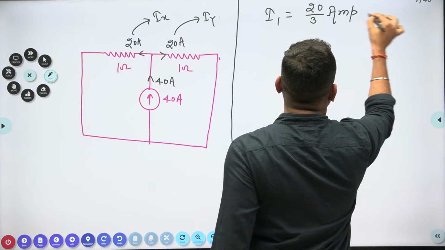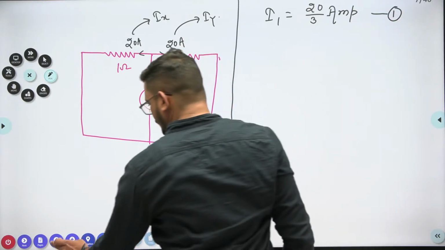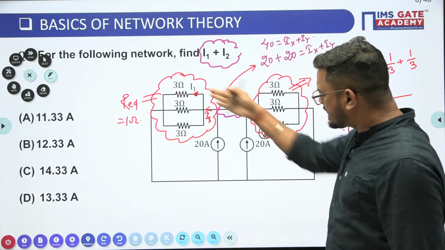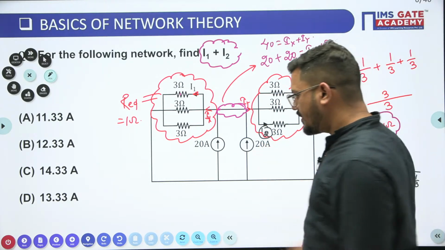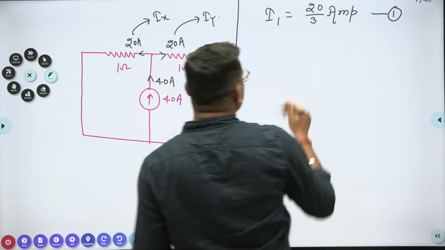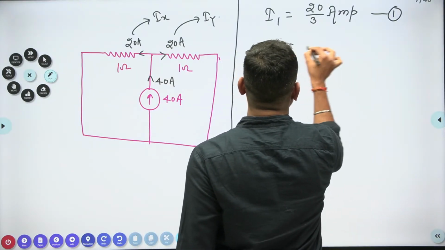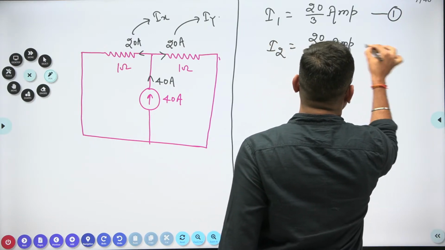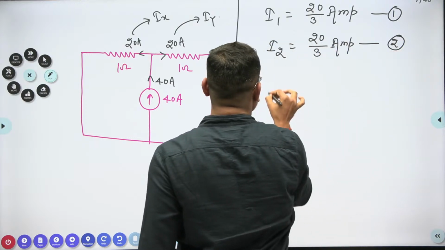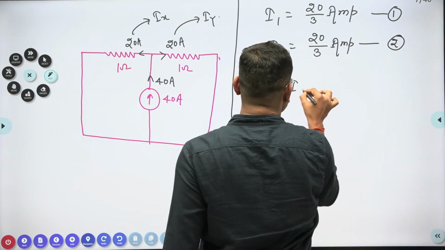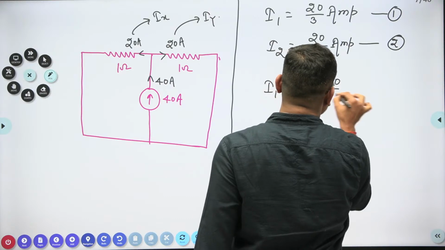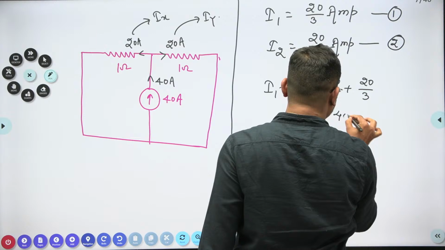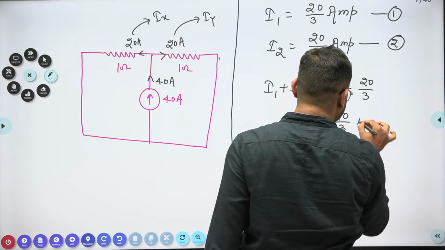Can you please tell me what about I2? I2 value is what? Is it the same, yes or no? It will be the same. Okay, very good. So we can write here again I2 is equal to 20 by 3 amps. So from 1 and 2 we can write I1 plus I2, which is equal to 20 by 3 plus 20 by 3, which is nothing but 40 by 6. Oh, sorry, 40 by 3. And this is the correct answer.